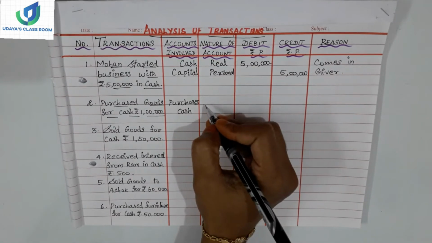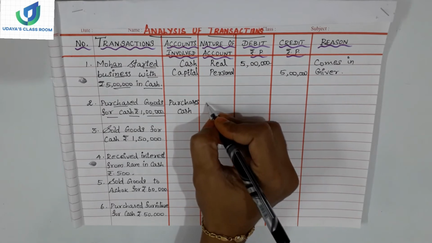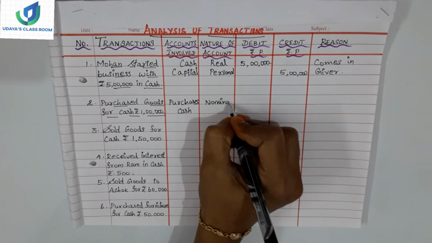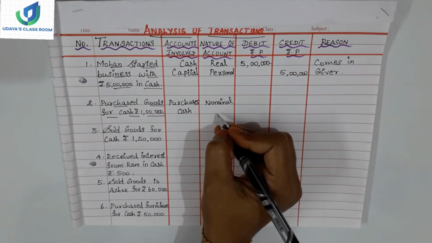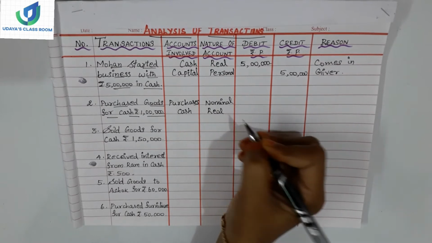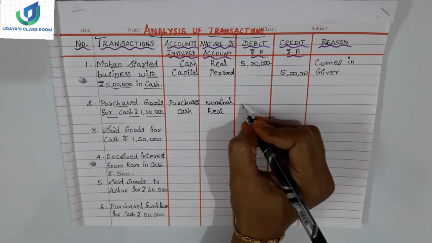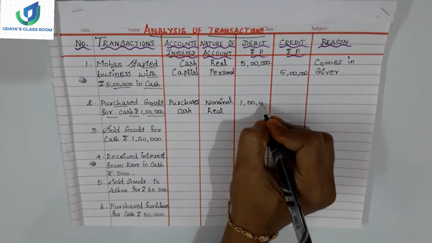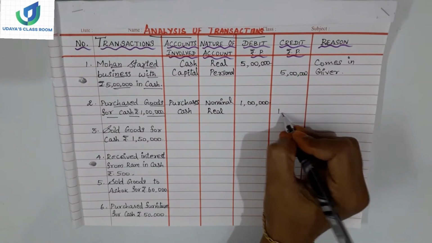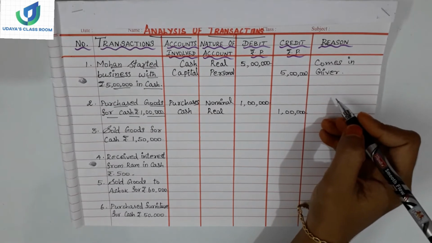Okay. So first purchases. Purchases is an expense. So what account is it? Nominal account. And cash. Cash is an asset. So real account. So how much to be debited? 1 lakh to be debited. And on the other hand, in the real account cash, 1 lakh to be credited.